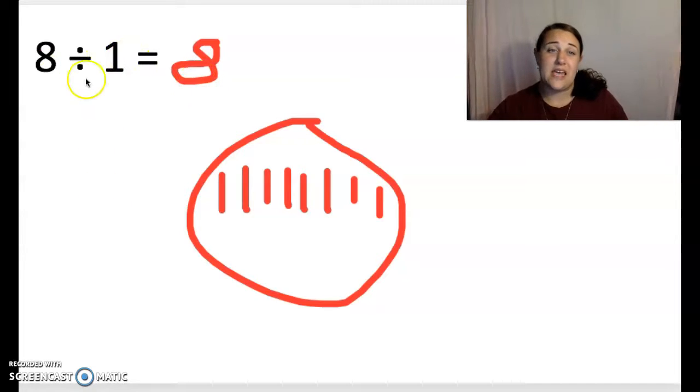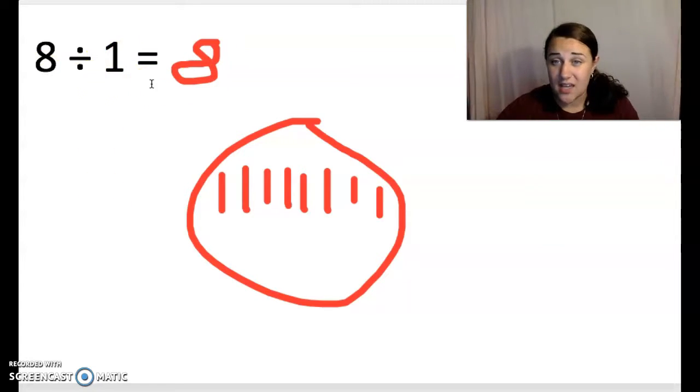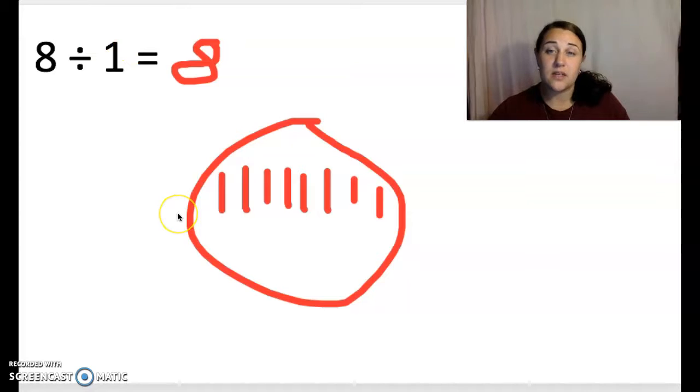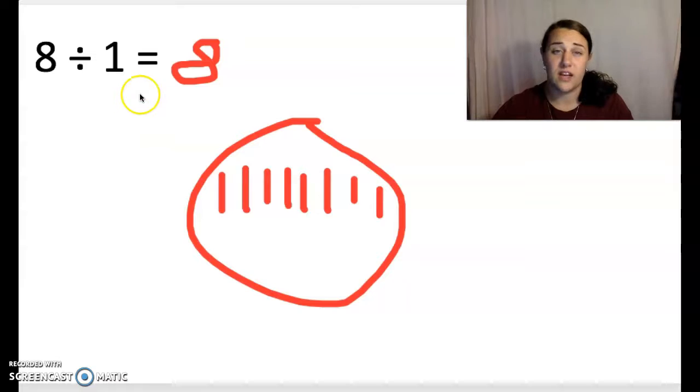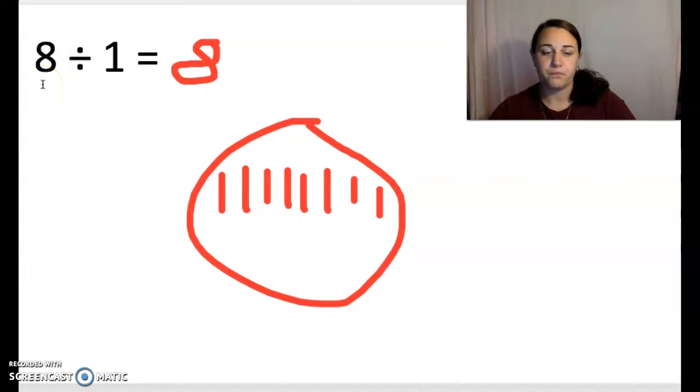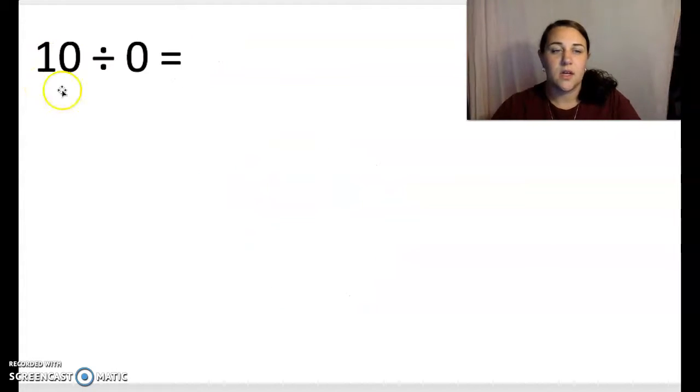So it could be 10 divided by 1 equals 10. 20 divided by 1 equals 20. 30 divided by 1 equals 30. It could be 250,000 divided by 1 would be 250,000. Just like in multiplication, any number divided by 1 is that same number. Okay? Now we have our zero rule.